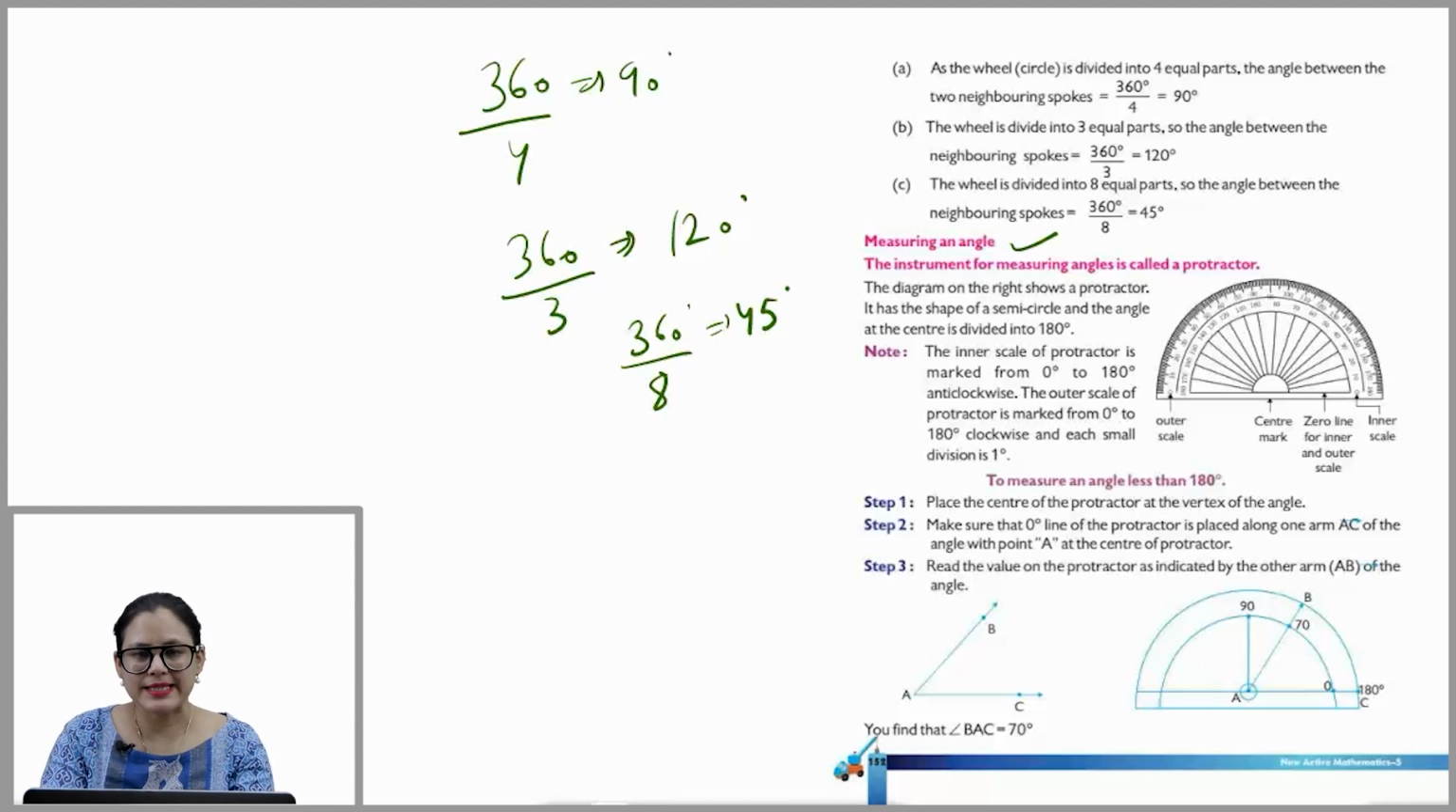To measure an angle less than 180 degrees. Step 1, place the center of the protractor at the vertex of the angle. Make sure that the 0 degree line of the protractor is placed along one arm AC of the angle with point A at the center of the protractor. Step 3, read the value on the protractor as indicated by the other arm, that is AB of the angle. So we'll find that angle BAC is equal to 70 degrees.